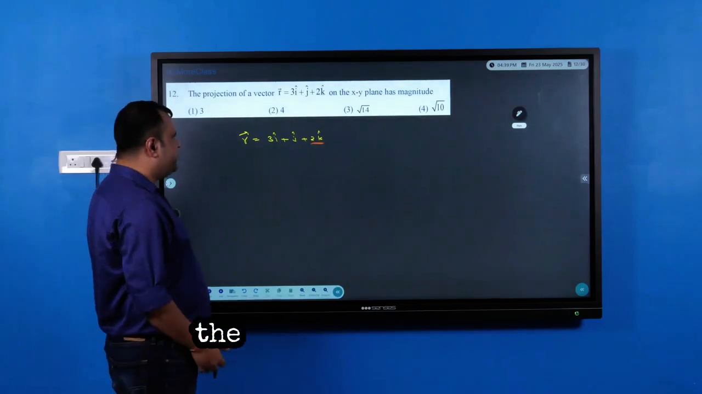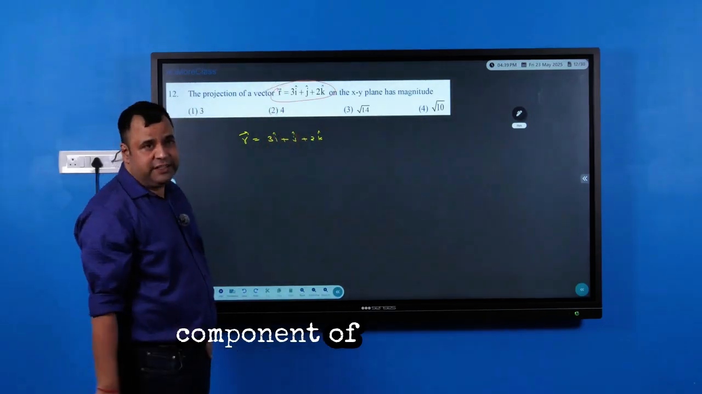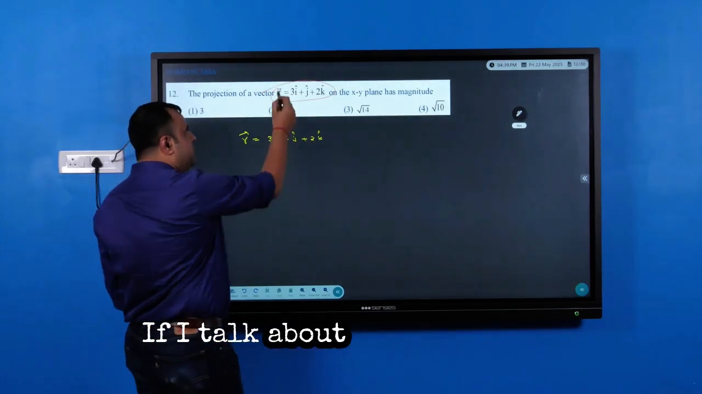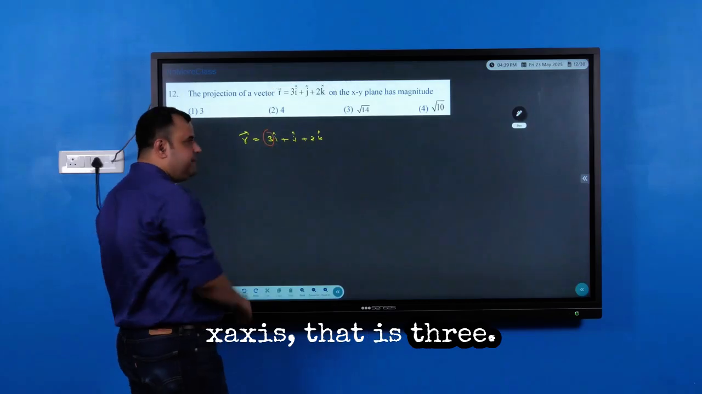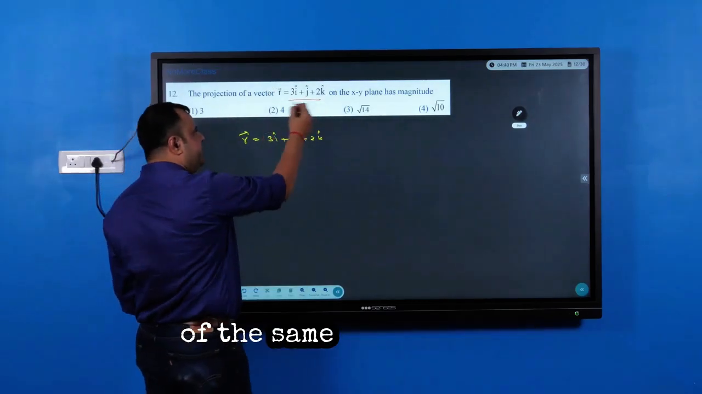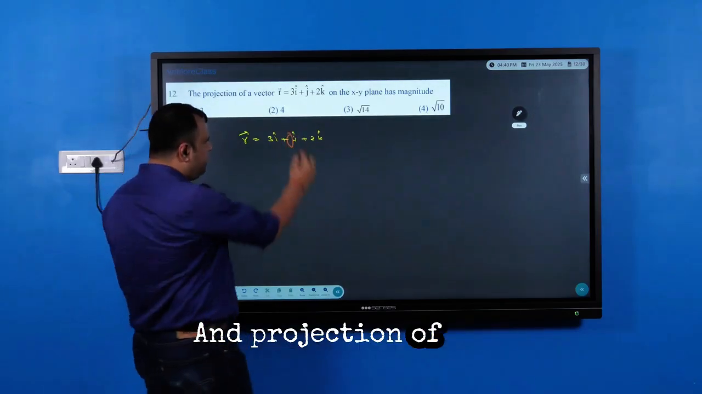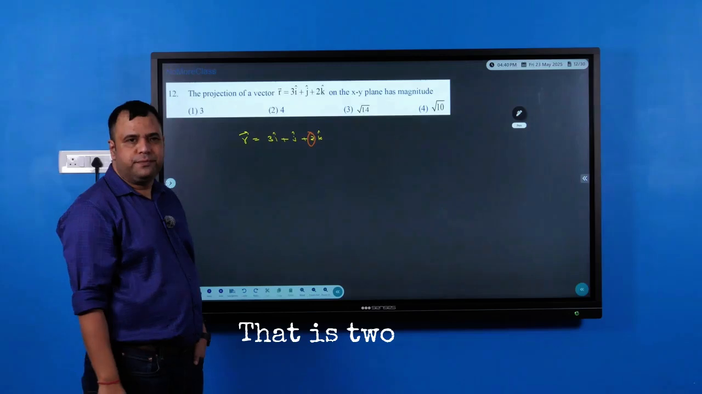So when I talk about the projection of this vector along the x-axis, or component of this vector, projection and component are the same thing actually. The projection of this vector along the x-axis is 3. The projection of the same vector along the y-axis is 1. And the projection along the z-axis is 2.